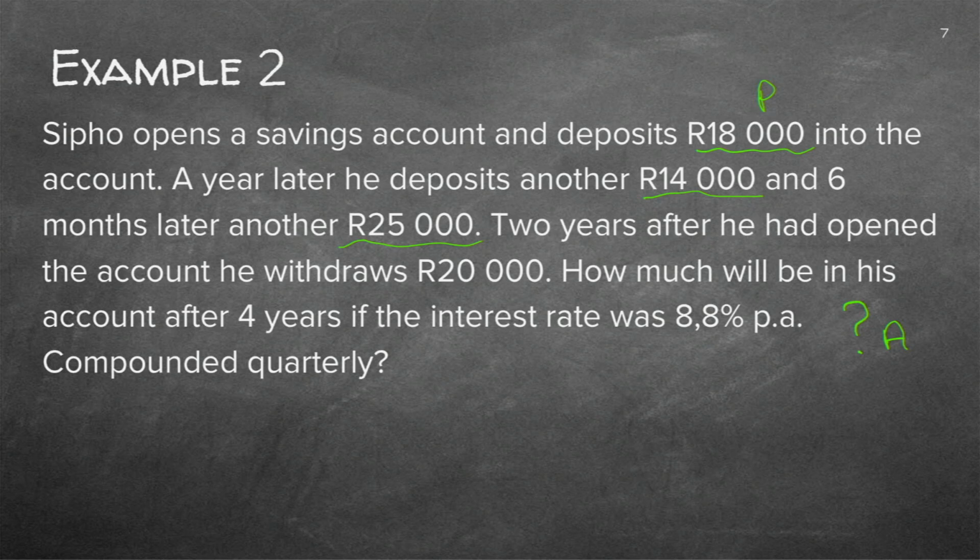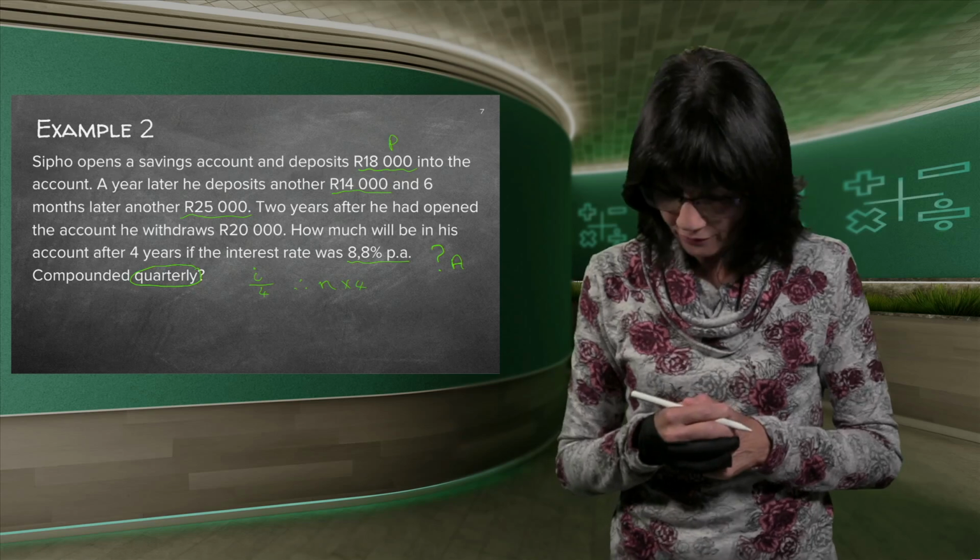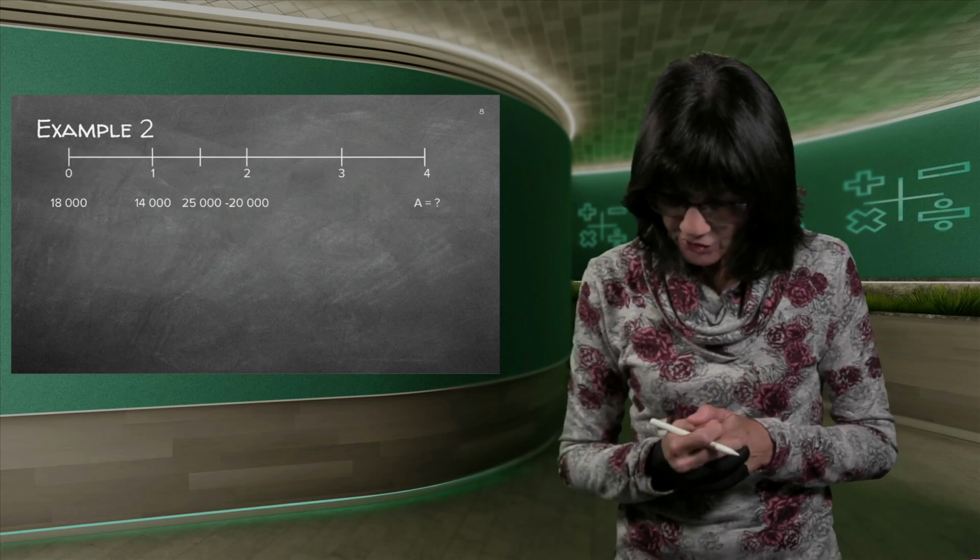If the interest rate was 8.8% compounded quarterly. So I know the i is going to be divided by 4. That means the n is being multiplied by 4. So before I turn over and start a timeline where I've got space, it's very important that I know those things. So there's your timeline.